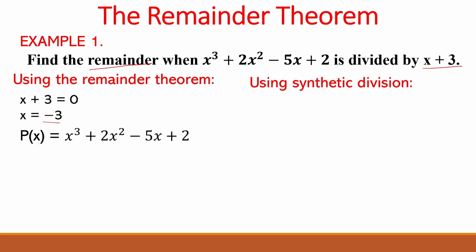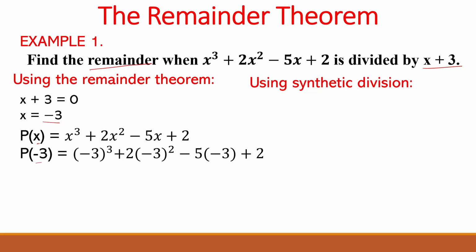So, yung p of x, so we have p of negative 3, and then x cubed, so that is negative 3 cubed, plus 2 times negative 3 squared minus 5 times negative 3 plus 2. So, let us now evaluate. So, you have p of negative 3 is equal to negative 3 cubed, you have negative 27 plus 2 times negative 3 squared, so that is negative 3 times negative 3, so that is positive 9. And negative 5 times negative 3, so that is positive 15. And then you copy plus 2.